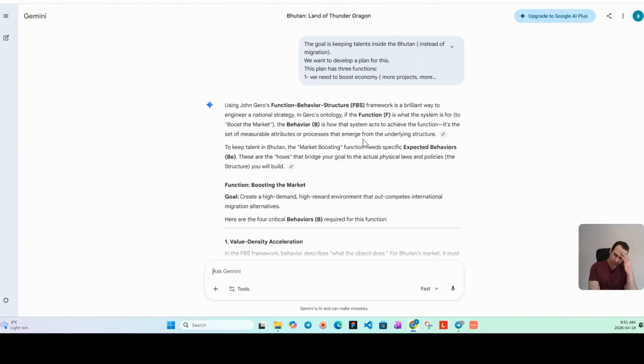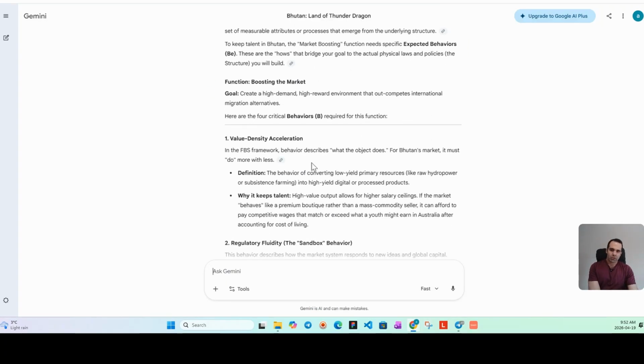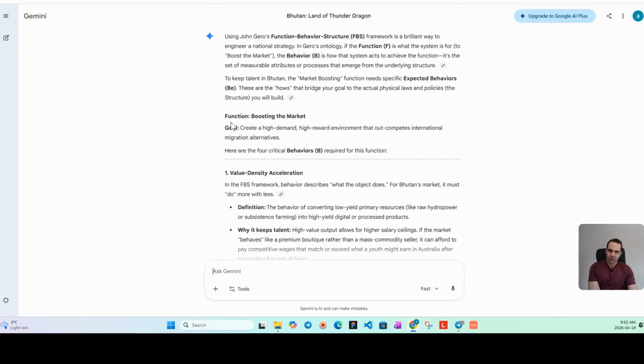But no, this is not totally correct. So we define the function and we define the behavior that we need to provide the function, and then we have some expected behavior, and then after that we just find out the specific behavior of the tools or structures that we can provide, and then we compare together. But let's see what the response is.